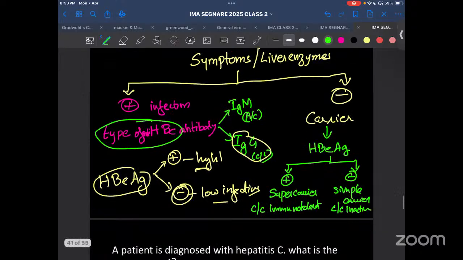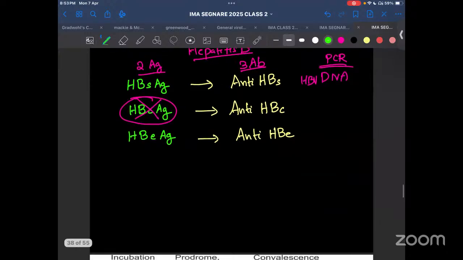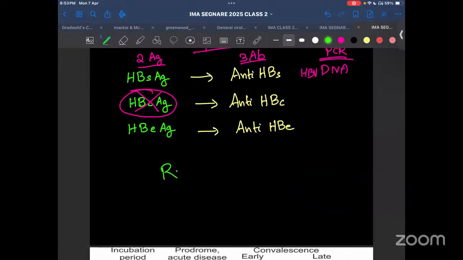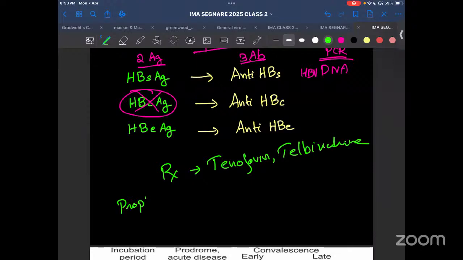Now coming to the treatment of hepatitis B. Treatment of hepatitis B is actually tenofovir and telbivudine. Now, what is the prophylaxis? We can give vaccine as well as immunoglobulin. Both are available. Now, what is the vaccine available? It is a recombinant vaccine, that is hepatitis B surface antigen, produced by recombinant DNA technology from Baker's yeast.